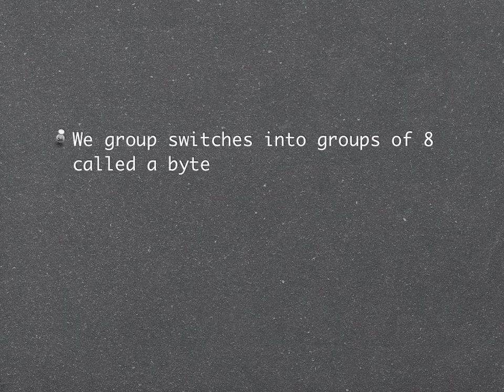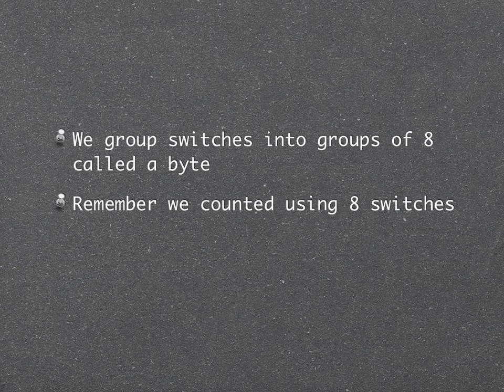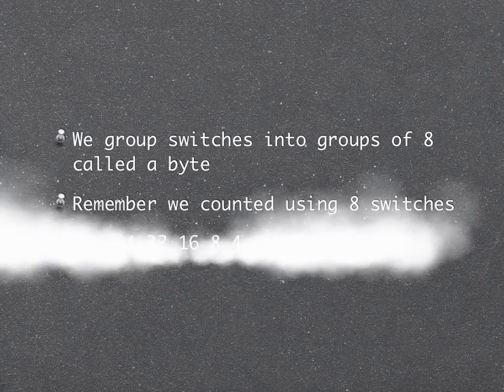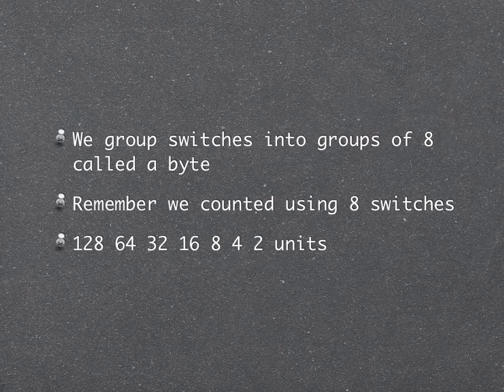We group switches into groups of 8, called a byte. You'll have heard of that word before in other words like kilobyte and megabyte. And today we're going to have a look at what that actually means. So we group switches into groups of 8, called a byte. Remember, we counted using 8 switches, didn't we? There are the 8 switches: units, 2s, 4s, 8s, 16s, 32, 64 and 128s. That's 8 switches, each representing a different number.